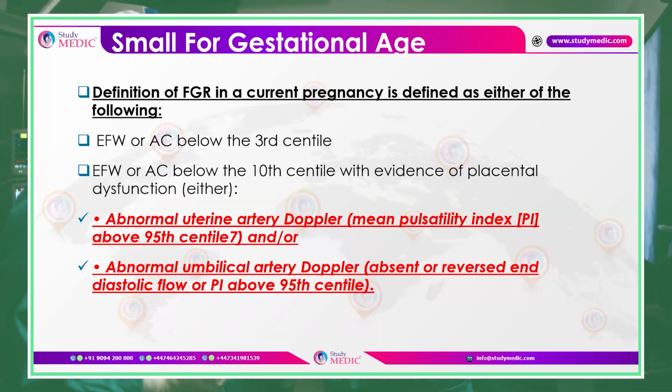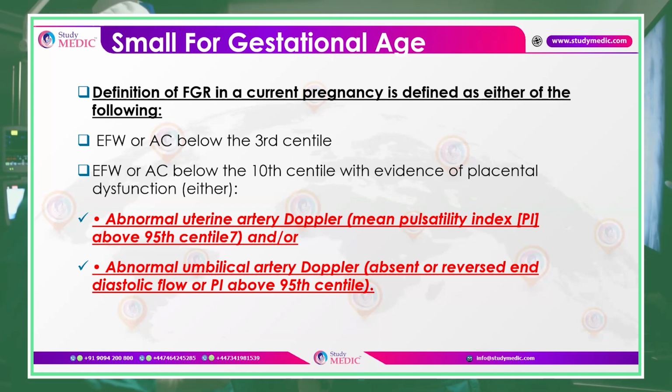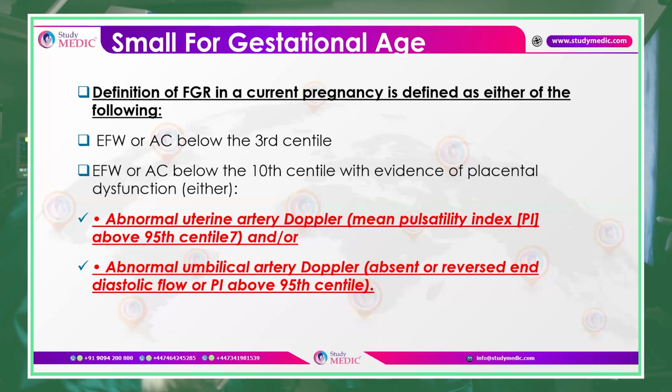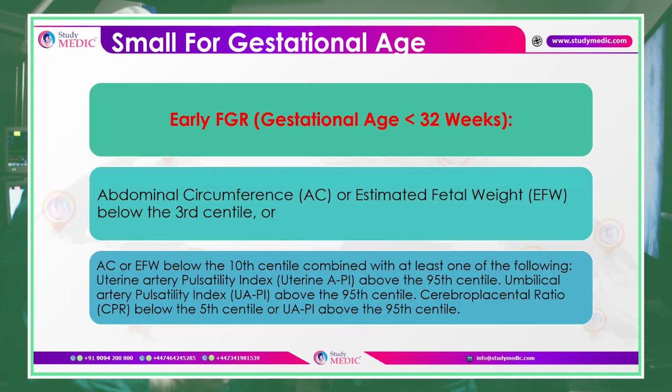So these things should be kept in mind. If it is less than the 3rd centile, whether or not other evidence of placental insufficiency is there, you will say that this pregnancy is affected by growth retardation. But if the estimated fetal weight or abdominal circumference is less than the 10th centile, and there is also evidence of placental dysfunction in the form of abnormal Dopplers, whether uterine artery or umbilical artery, this is known as fetal growth retardation.